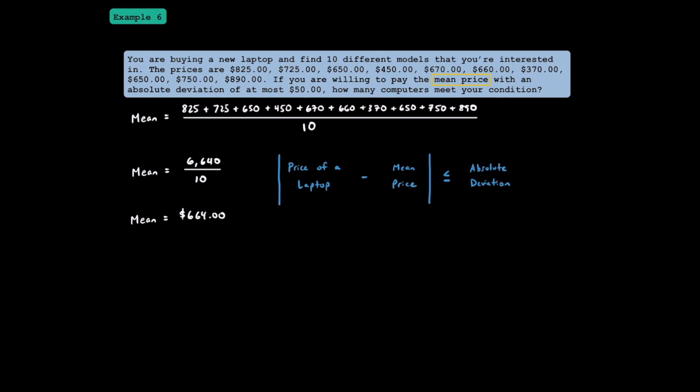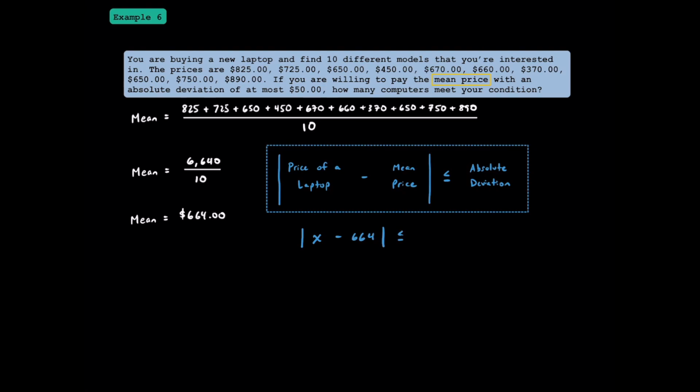To represent this problem using an absolute value inequality, I set up a verbal model here. The price of any laptop, which is going to be X here, minus the mean price of $664, has to be less than or equal to $50 away from our average price. This less than or equal to symbol lets us know that we're dealing with an AND inequality. Since this absolute value is isolated, we can write our two separate inequalities. We have X minus 664 is greater than or equal to negative 50. And we have X minus 664 is less than or equal to positive 50.